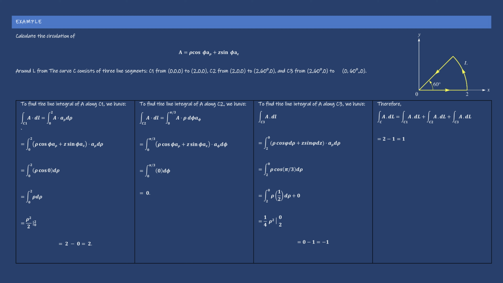Therefore, the circulation of A around C is the sum of the line integrals along C1, C2, and C3, which is equal to 2 minus 1, which is equal to 1. This means that the vector field swirls counterclockwise around C with a strength of 1.